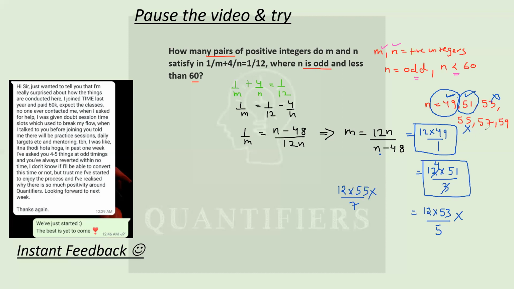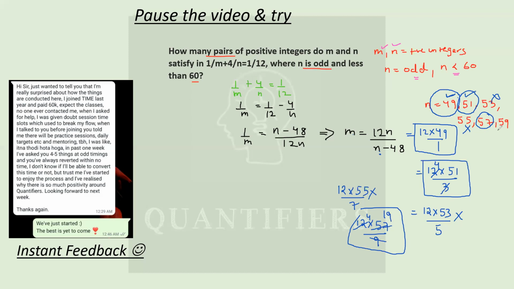Okay, students. Now let's check for 57. So now if I put n is equal to 57, I'll get 12 into 57 divided by 57 minus 48, that is 9. Now students, you can see this will definitely give you an integer, because this is also a multiple of 3. 3 into 4 is 12. And this is also a multiple of 3. 3 into 19 is 57. So students, this 9 will get cancelled out, right? So this will also give the integer value. So that means 57 is also possible.